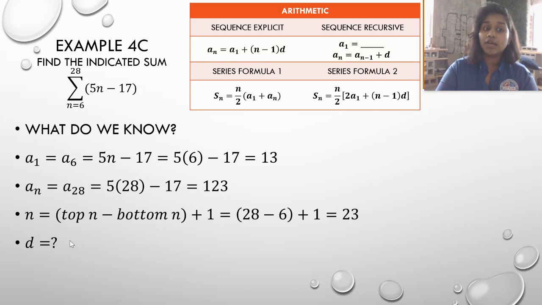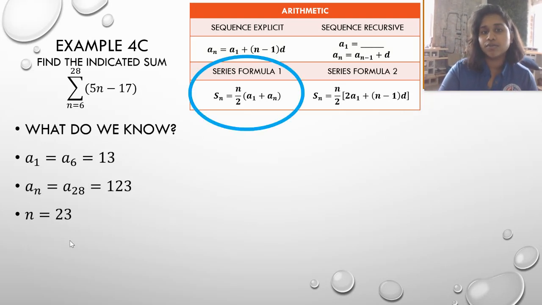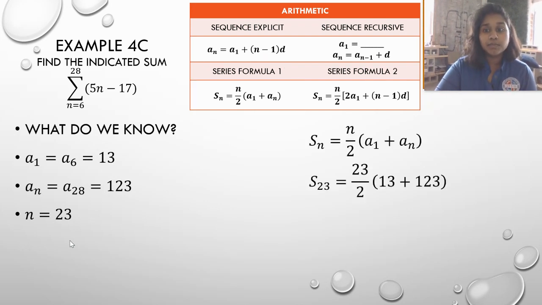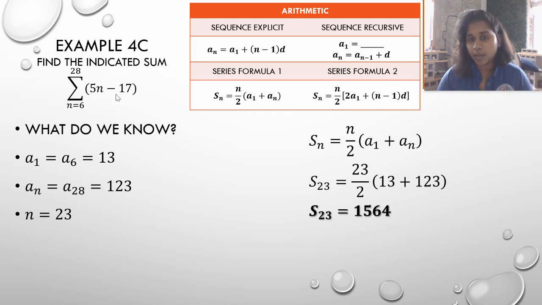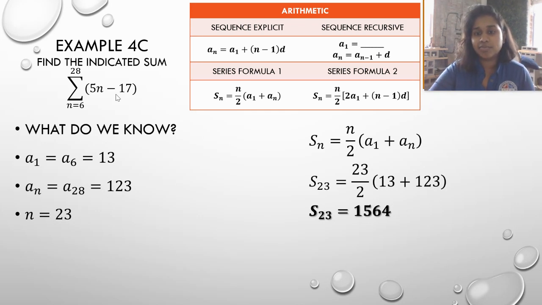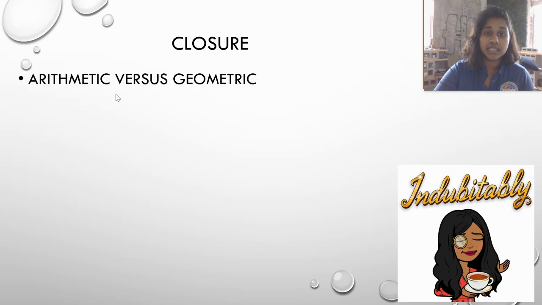We don't know our d value, but we have enough information to pick between our series formula 1 and our series formula 2. We're going to use formula 1. Plug that in, and you got your answer. And does this one make sense? Well, since this is a 5n minus 17, it seems like it's growing as it continues on, because 5 times 6, 5 times 7, it's just going to get bigger and bigger. Makes sense that our value would be positive 1,564.